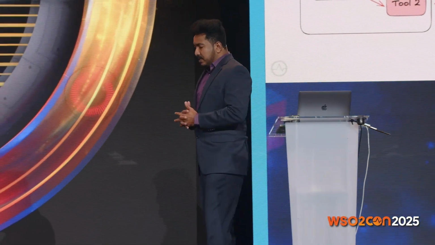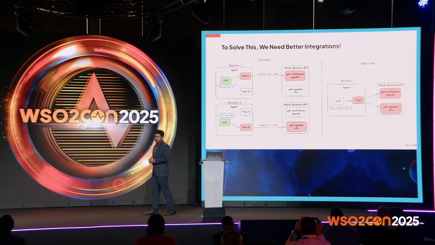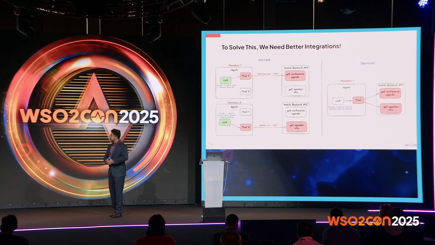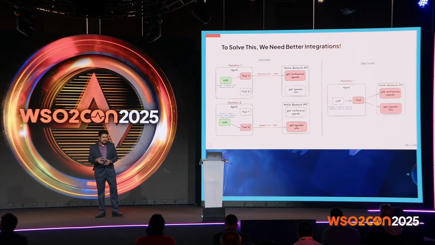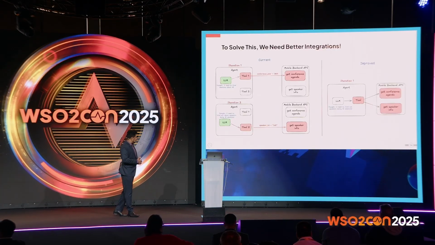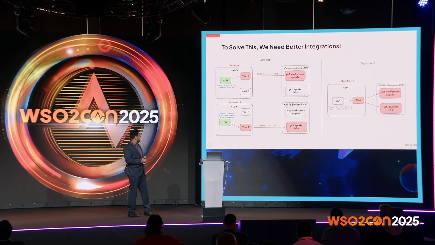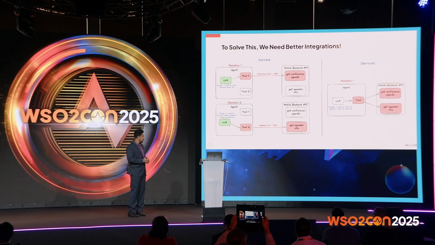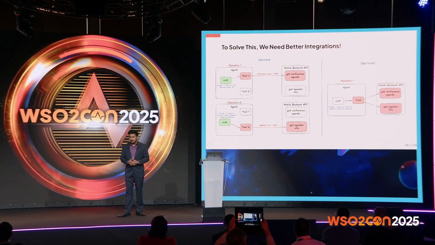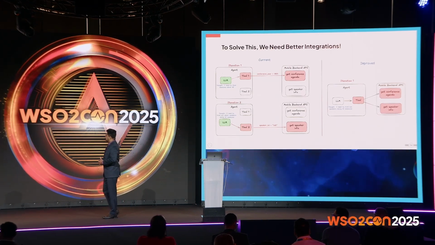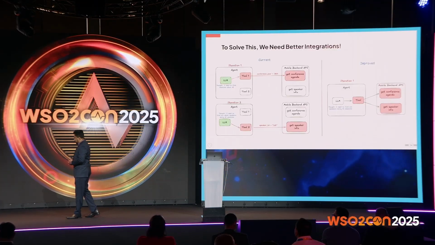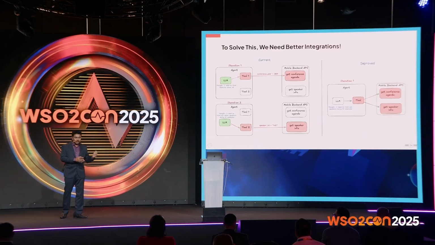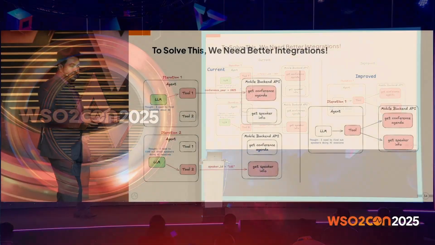So one way to solve this is by having a better integration. I know it's very obvious, but to get to that answer, it will require a certain thought process. The current approach is we will call two APIs, and there will be two iterations. But instead of that, why don't we have a single tool that can combine the agenda information with the session ID? Basically replace the session IDs manually and then add the speaker information.